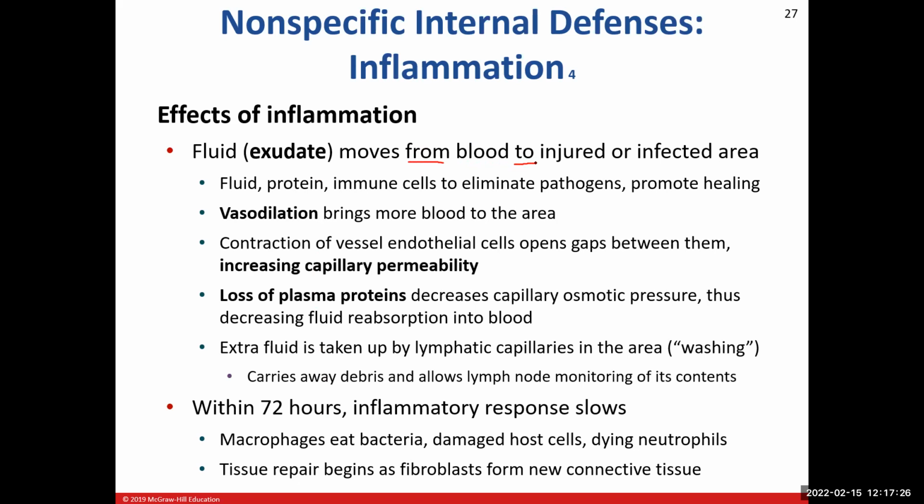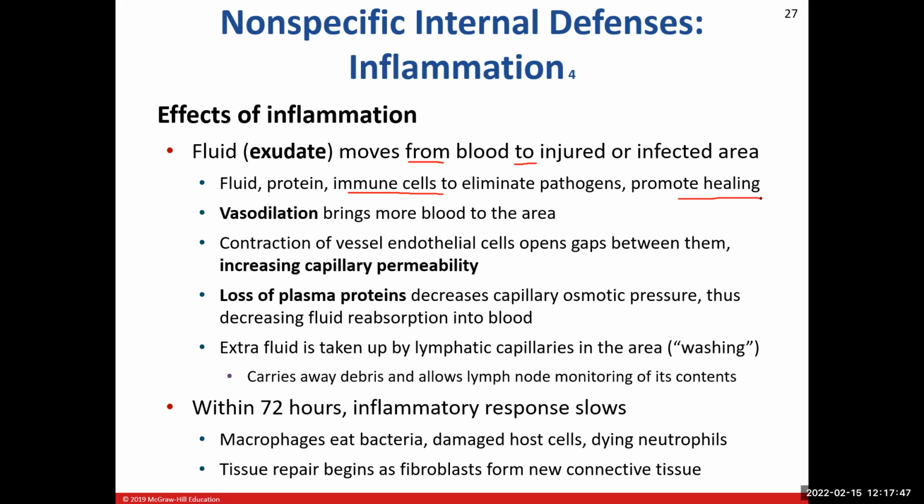right? Because what is in this exudate? Yes, it's a lot of the blood plasma fluid, which is going to be a lot of water, but also those proteins I was mentioning, but also our immune cells. And those proteins will help with the healing process.